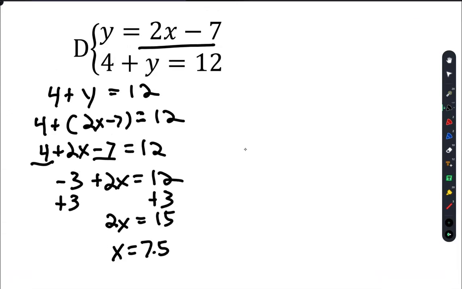So we've got the 7.5. All we need now is the y. So we got the x, we're going to find y. What I'm going to do is substitute again. I'm going to plug in 7.5 here. So I've got y is equal to 2 times 7.5 minus 7.